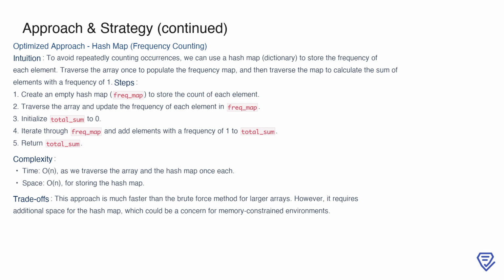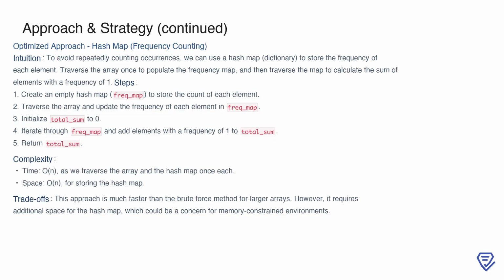Now, to address the inefficiency of the brute force method, we can turn to an optimized approach that uses a hash map for frequency counting. The motivation behind this method is to eliminate the need for repeatedly counting occurrences. Instead, we traverse the array once to build a frequency map, where each key represents an array element and its value represents how many times it appears. After constructing the map, we can simply iterate through it and sum the elements that have a frequency of 1.